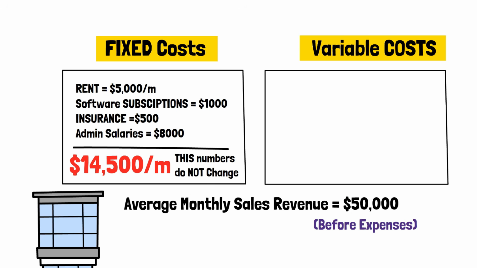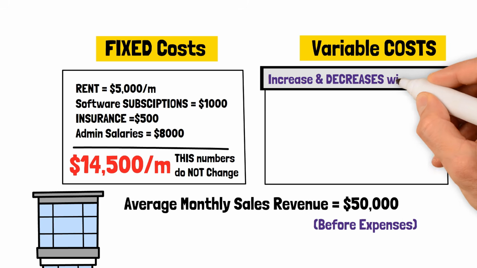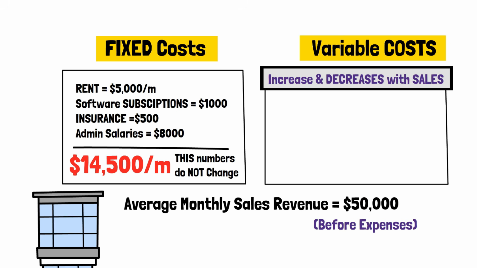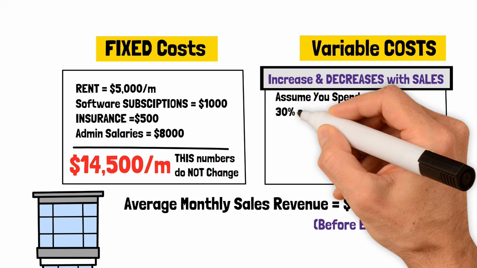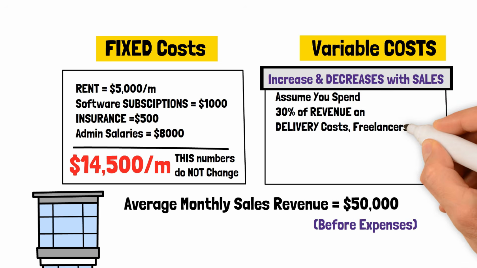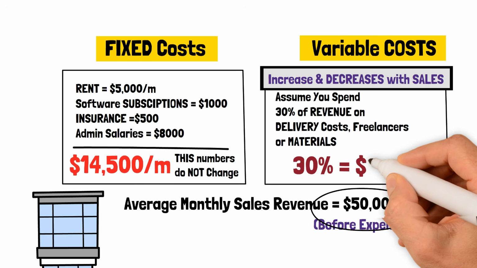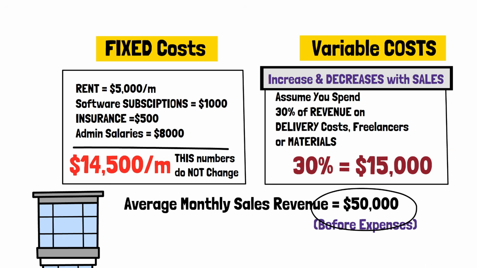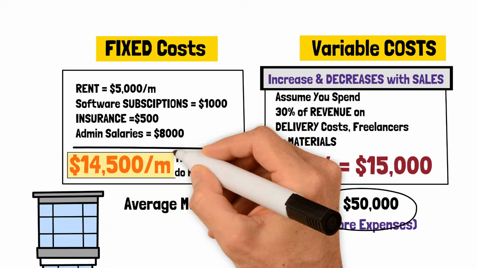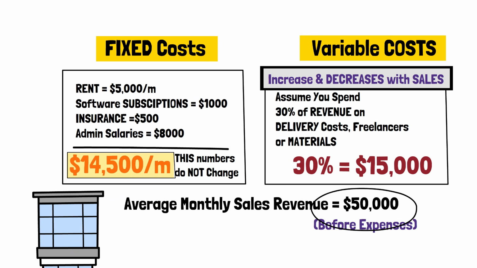Next are variable costs. These increase or decrease with sales. In this example, assume you spend 30% of revenue on delivery costs, freelancers, or materials. If your sales are $50,000, 30% equals $15,000. Now you have a clear cost structure. Fixed costs of $14,500 and variable costs of $15,000.